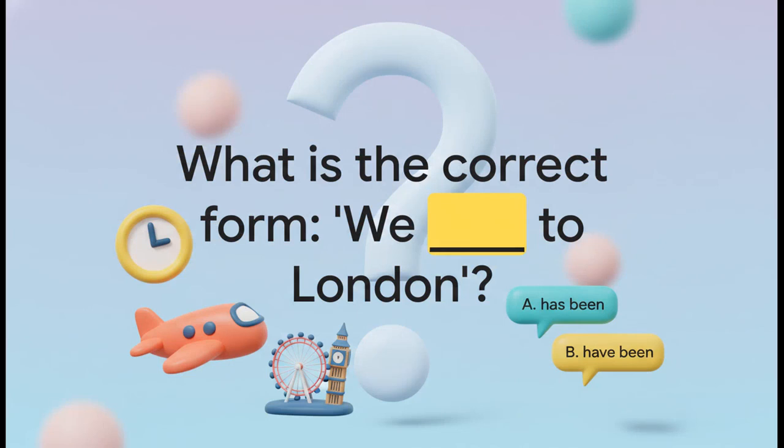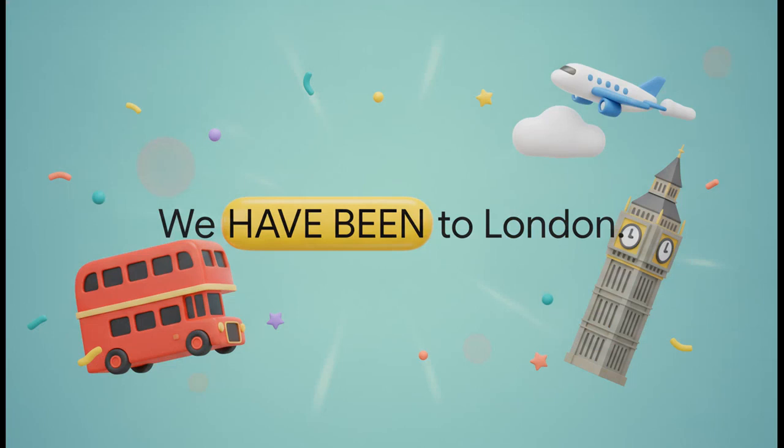Okay, great, you just learned the formula. Now let's try a quick quiz together. What is the correct form to finish this sentence? We blank to London. Is it option A, has been, or option B, have been? Go ahead and say your answer out loud right now. I'm going to give you a few seconds to think. 1, 2, 3. Did you say B?